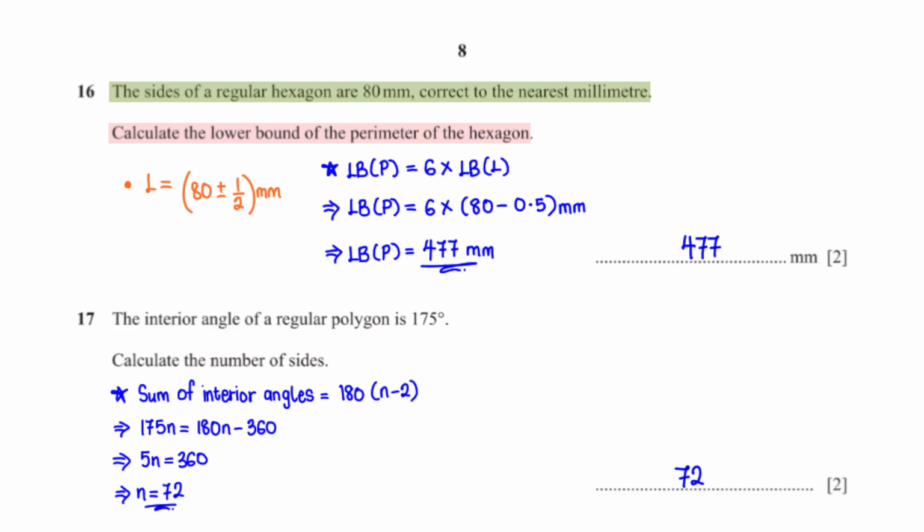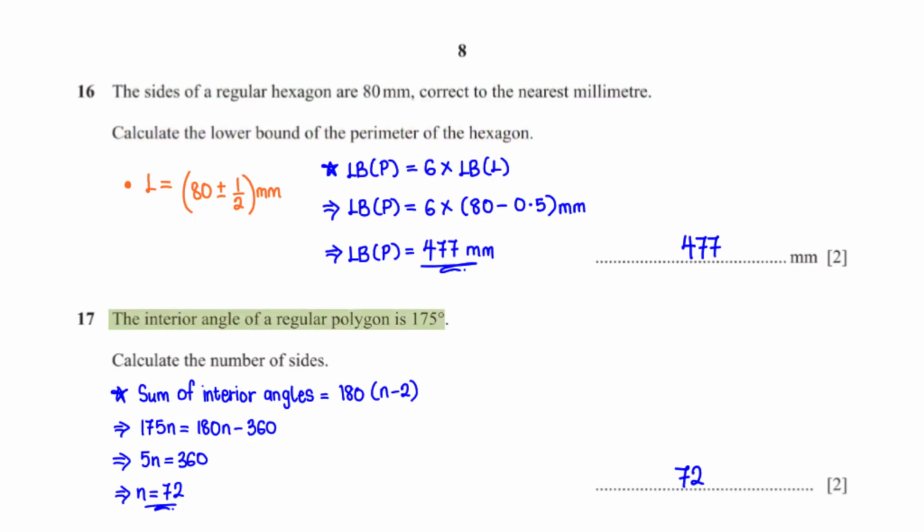So now the lower bound of the perimeter of the hexagon will be 6 times the lower bound of the side length, which is 80 minus 0.5 millimeters. When we type this into the calculator, we get 477 millimeters.